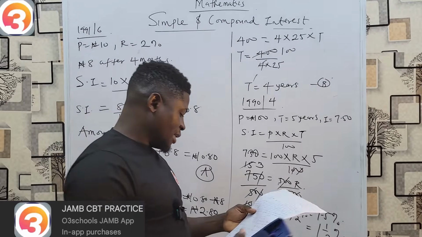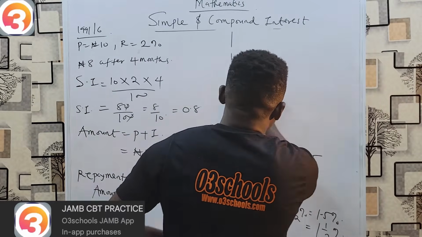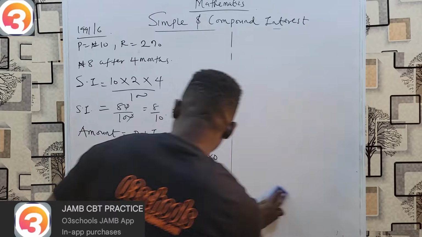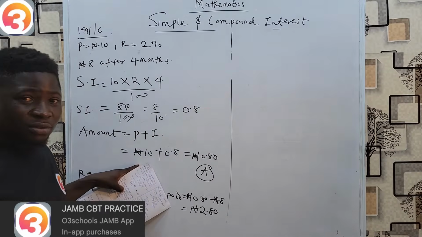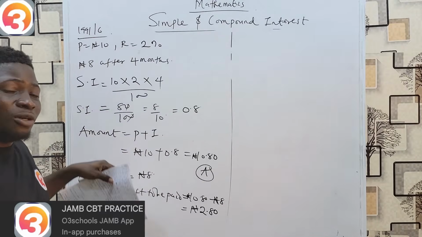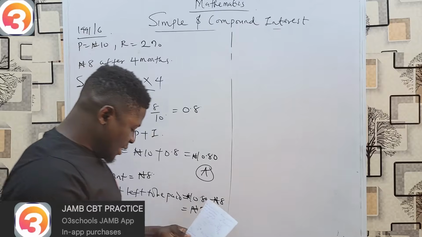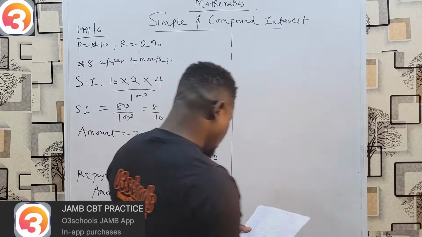All right, let's go to another quick question. This is a 1993 question. So to calculate the payment, as you have seen here, we must first of all calculate the amount. After calculating simple interest, you calculate the amount and then subtract the amount paid to find what is left. All right, this is a 1993 question, number 8.